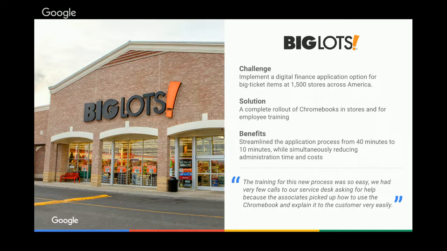What Big Lots was able to do is provide a Chromebook which is available to its customers, and they can just come up to the Chromebook and fill in this application. This is what made it a very, very smooth process, and they can also use this Chromebook for other purposes.